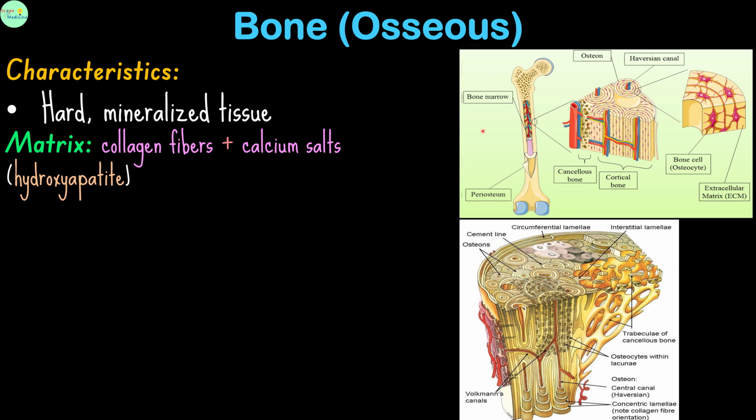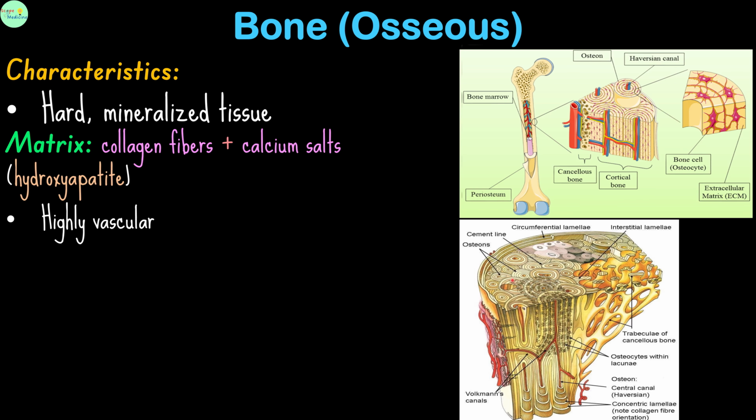This unique combination of organic components, the collagen which provides tensile strength and flexibility, and inorganic components, the hydroxyapatite which provides compressive strength and rigidity, gives bone its remarkable mechanical properties that allow it to withstand both tensile and compressive forces without failing. Unlike cartilage, bone is highly vascular and receives a rich blood supply through nutrient arteries, periosteal vessels, and metaphyseal and epiphyseal arteries, with blood flowing through a complex network of channels within the matrix.